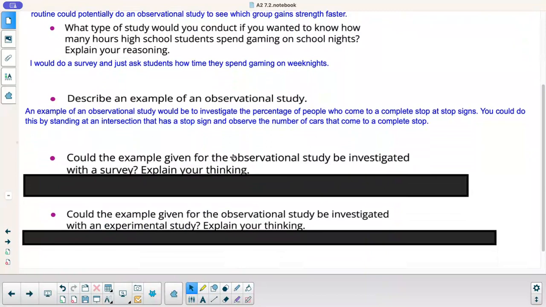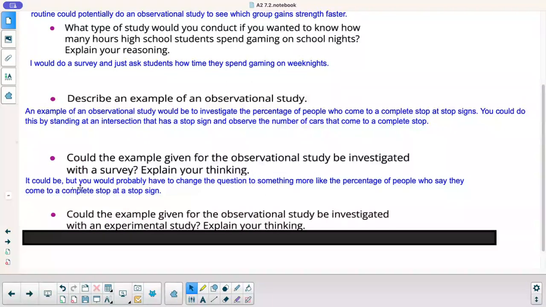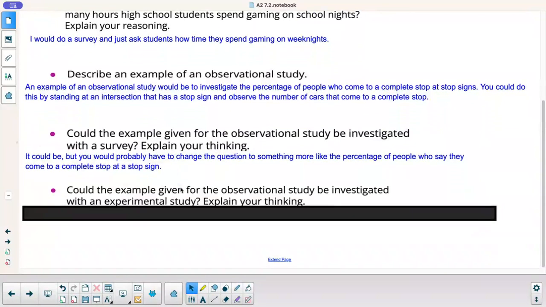Could the example given for the observational study be investigated with a survey? Explain your thinking. Could be, but you probably have to change the question to something more like the percentage of people who say they come to a complete stop at a stop sign. People might not be honest because they're sometimes reluctant to admit that they're breaking the law.